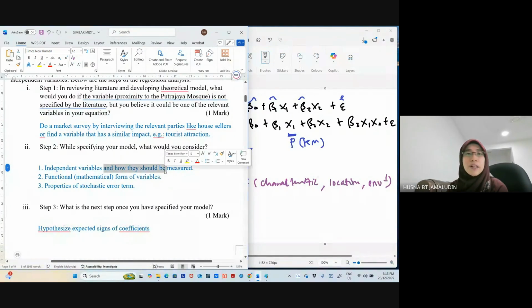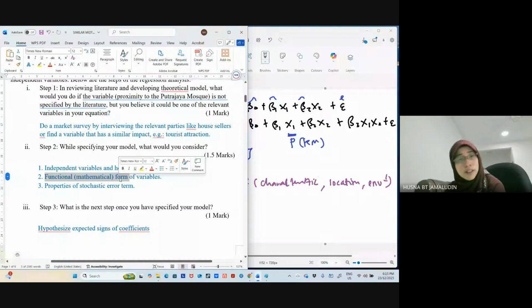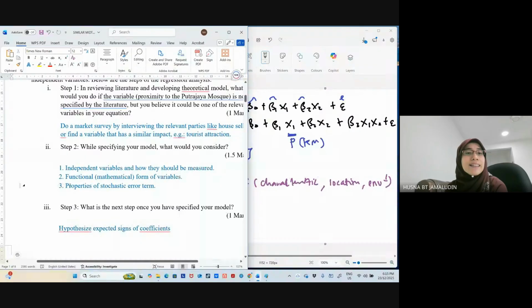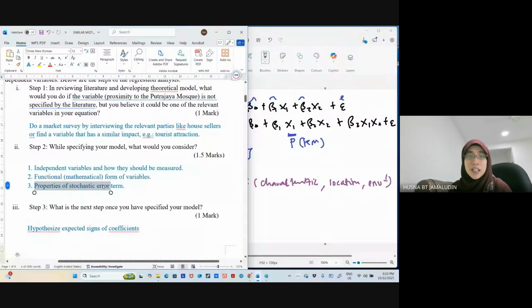Not just include independent variables you don't know how to measure, because you want to estimate your model, right? You have to know the functional form. Is it linear? Is it log? Linear-log, whatever, right? And then you have to have the additive error term. Don't forget your error term. This is your lifesaver. If you don't have this, basically your model will face misspecification error, because your error term will not capture whatever mistake you have made.